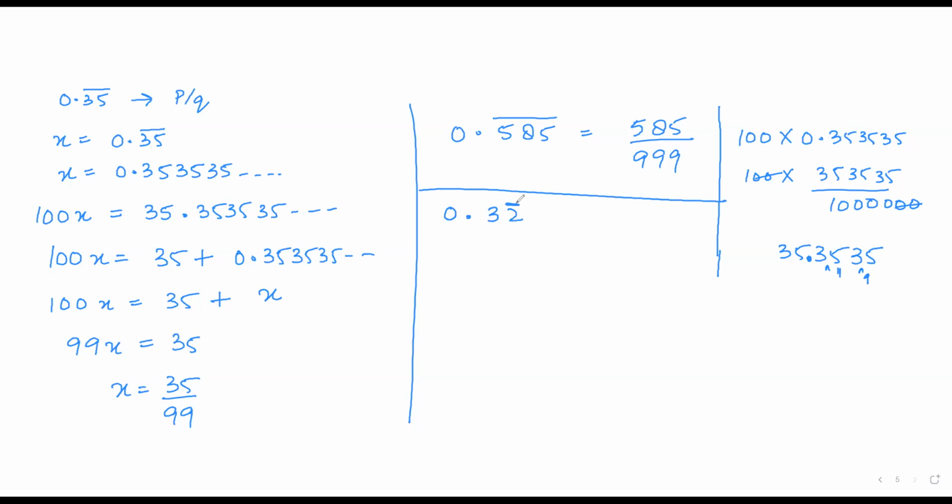Understand? Yes, ma'am. Okay. So how will you do it? Now let's see what answer you get. Can you guess the answer here? 32 by 99. No. So it will be different. If you have a mixed kind, the answer is not in this pattern. Let's see. x is equal to 0.32 bar, right? So, okay, so one number is the repeating number here.